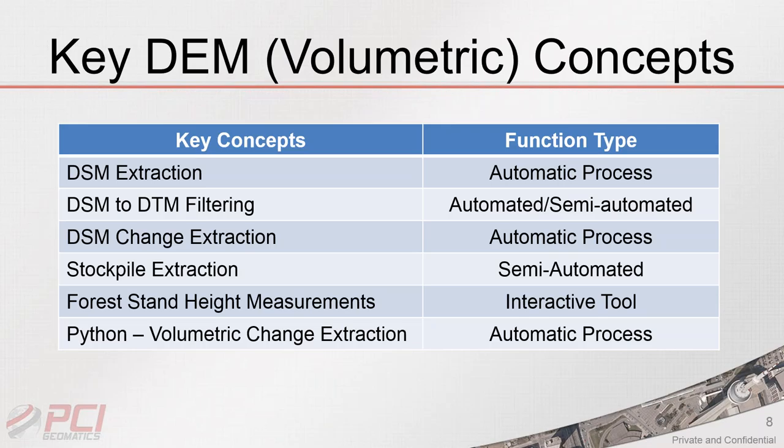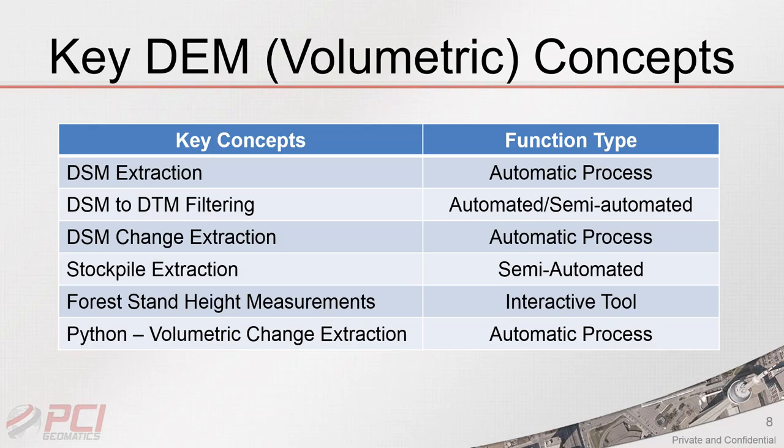Today, we're going to be looking at several concepts related to DEMs, and we have some of them listed here. So we'll be looking at DSM extraction or DEM extraction, and we have a fully automated process for doing that, for matching the two images and taking advantage of the stereo overlap between them to derive elevation values. We'll also be looking at DSM to DTM filtering. So this is either a fully automated or could be a semi-automated method to take the surface features off to create a terrain model that can then be used for either calculating what those features are in the DSM, or it could be used to generate orthomosaic product.